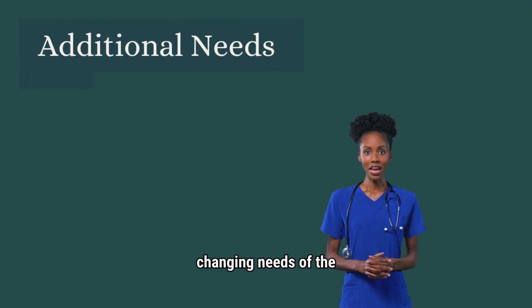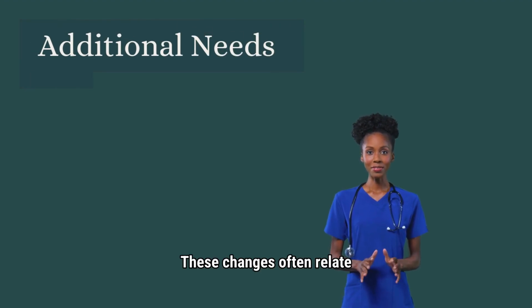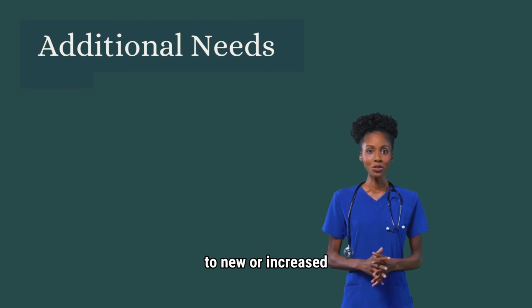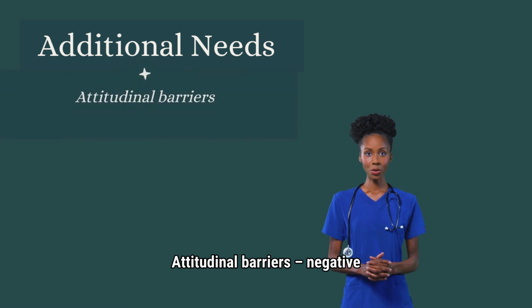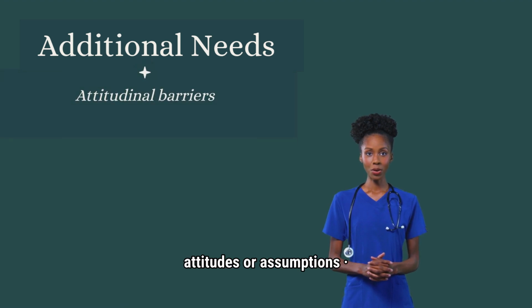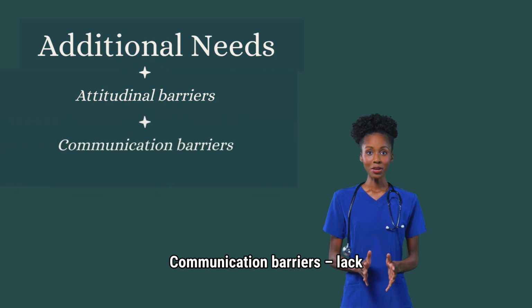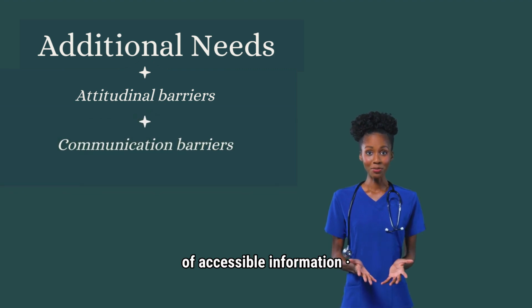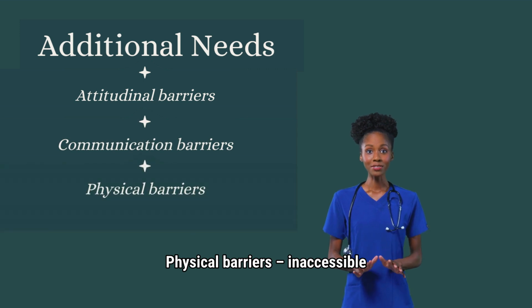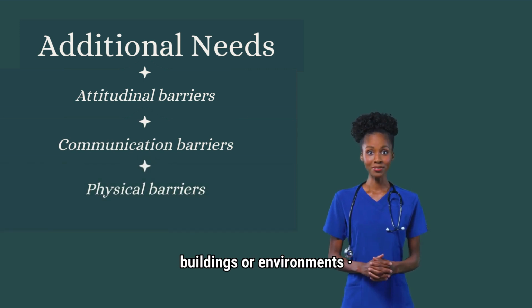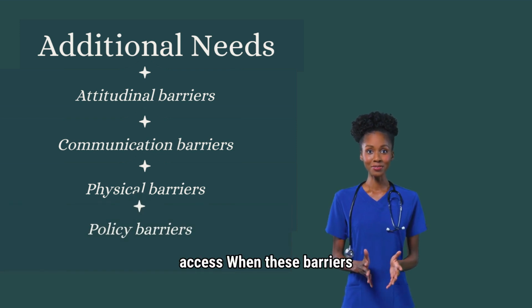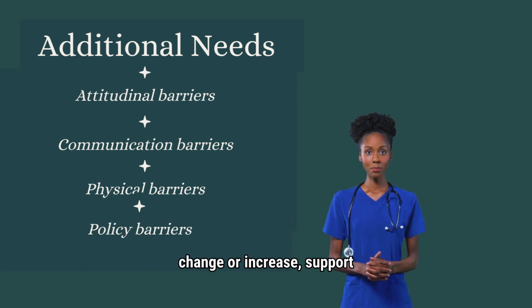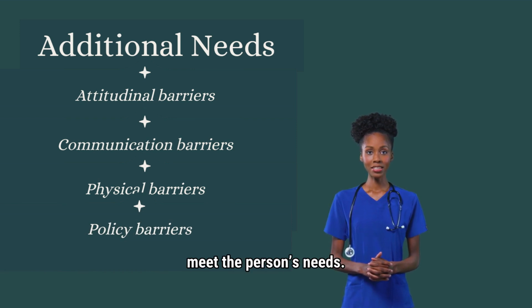Scene 2, What are additional needs? Additional needs refer to changing needs of the person over time. These changes often relate to new or increased barriers, as explained by the social model of disability. Barriers may include attitudinal barriers, negative attitudes or assumptions; communication barriers, lack of accessible information; physical barriers, inaccessible buildings or environments; policy barriers, rules or systems that limit access. When these barriers change or increase, support must also change to meet the person's needs.